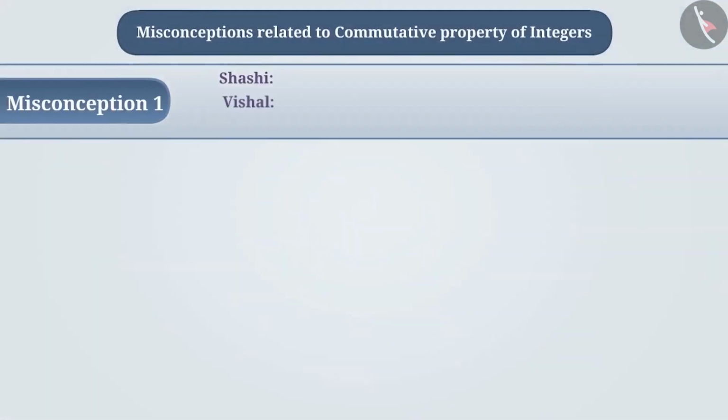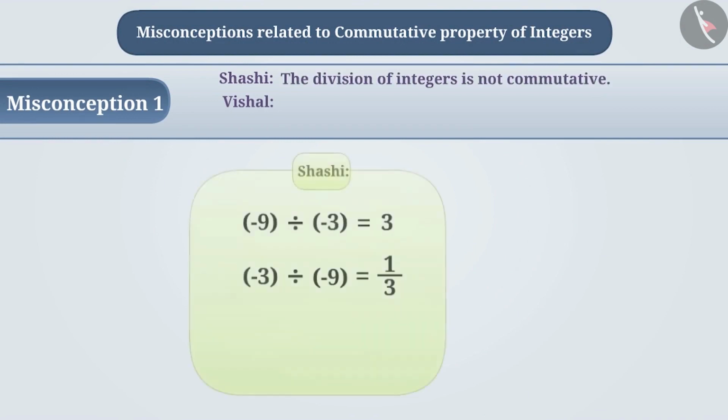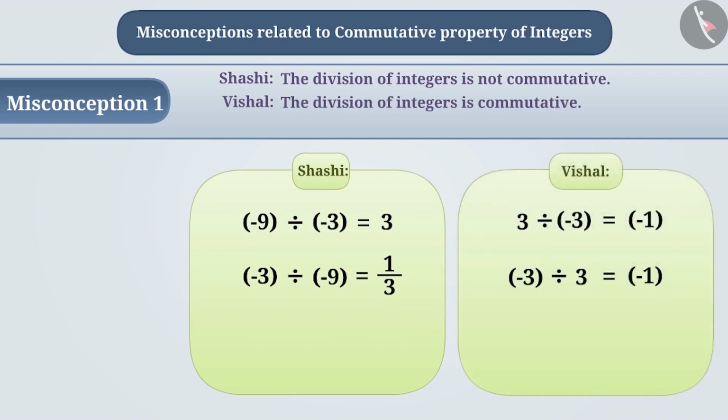Misconception 1. One day, Shashi and Vishal were practicing the commutative property of division of integers. Shashi said that the division of integers is not commutative. She gave this example to support her point. But Vishal was not ready to accept this. He said that the division of integers is commutative. He gave this example to prove his point. Can you tell me who is right here?